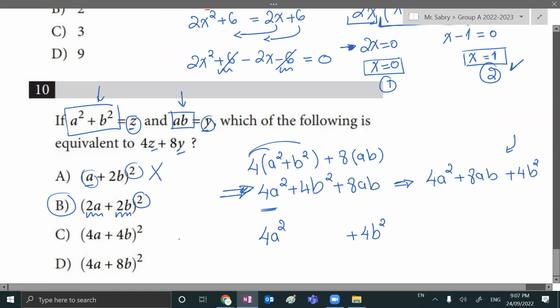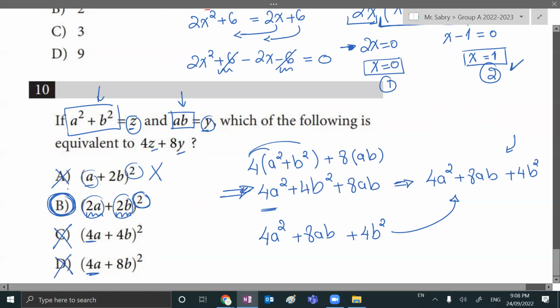And if you remember, in the middle I should multiply this times this times 2. So 2a times 2b will become 4ab times 2 will become 8ab, which is exactly similar to these two questions. Definitely B is the right one. Also this 4 power 2 will become 16, not 4, and this 4 power 2 will also become 16. So it can't be C, it can't be D, and it can't be A, it must be B.